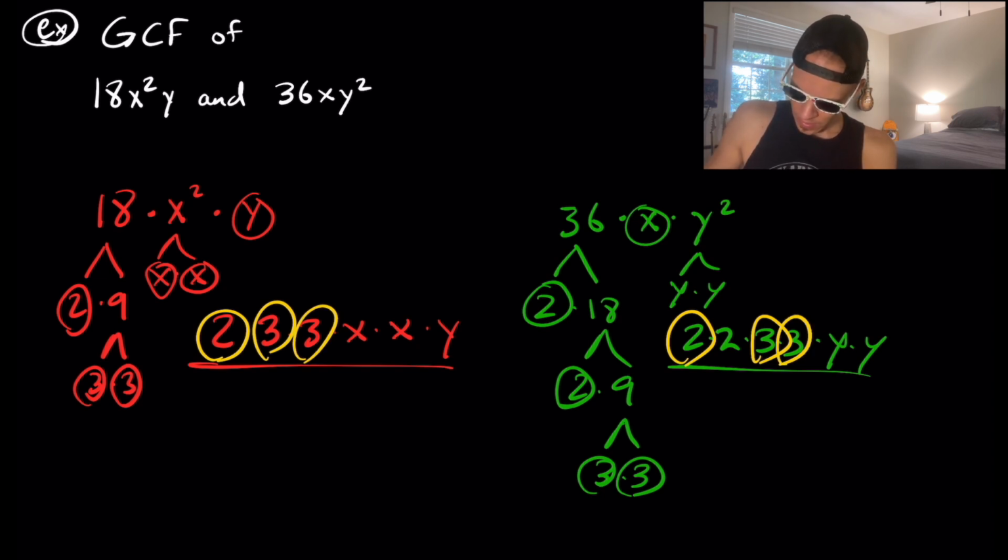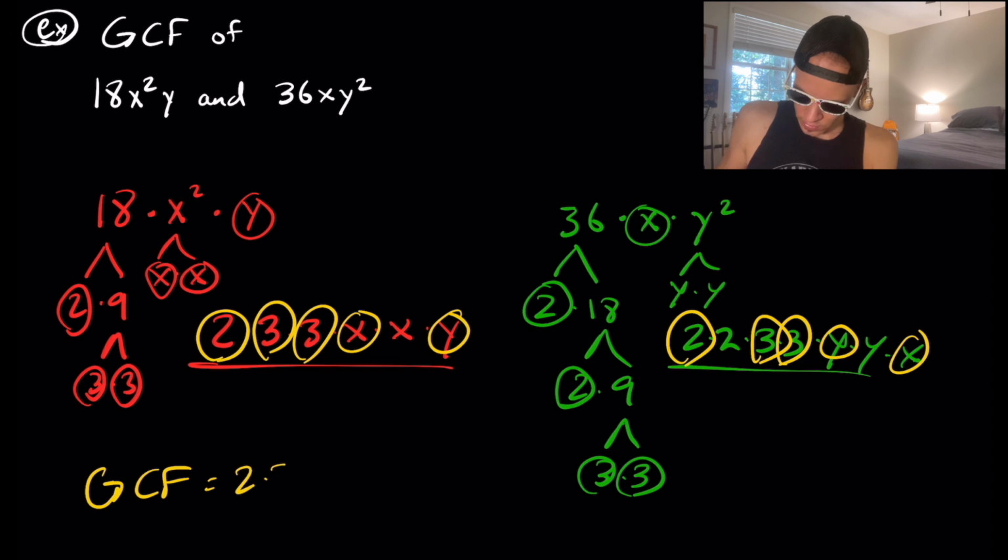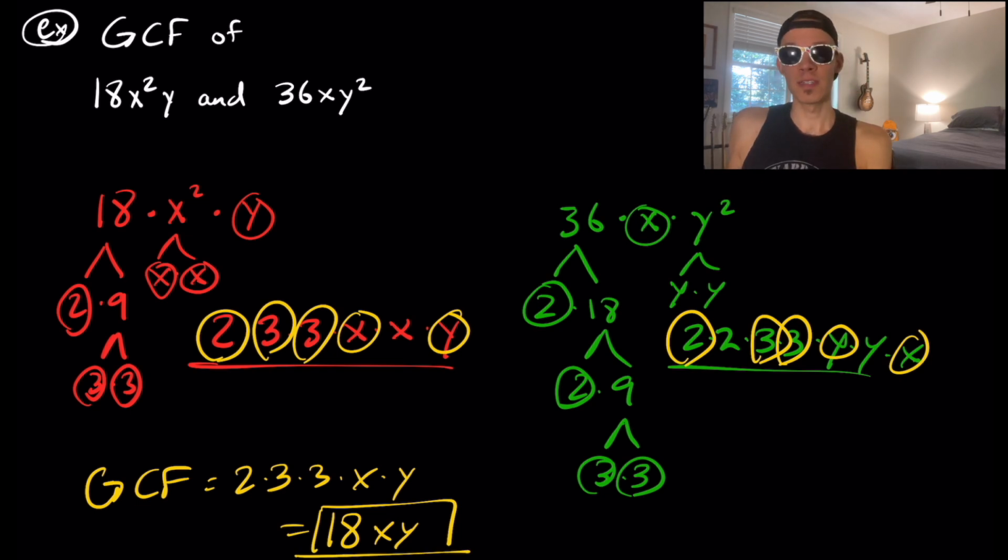And then, oops, I forgot to add that x over here. They do have an x in common, and they have one y in common. So we multiply all of the circled prime factors here. So our greatest common factor is going to be 2 times 3 times 3 times x times y, which is equal to 2 times 3 is 6 times 3 is 18, and then times x times y, or just xy. We can write it like that. So greatest common factor is 18xy.